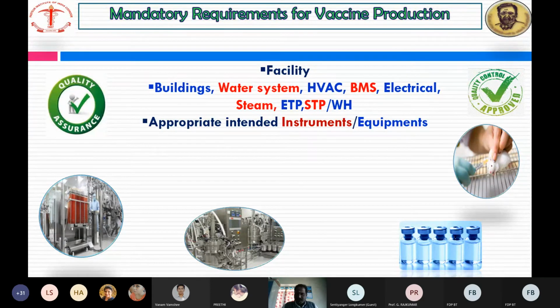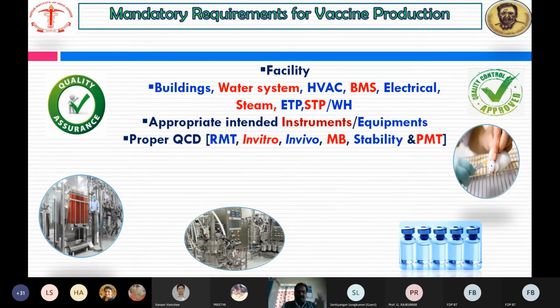And the next is appropriate indented instruments and equipment. So in a particular room, I'm going for DQ, design qualification. In that room, what type of instrument do I need? What kind of equipment? Is it plug-in, plug-out instrument, or a fermenter, or a pH meter, or a conductivity meter, or a foot-operated water system? So different kinds of appropriate instruments and equipment are indented for the particular room.